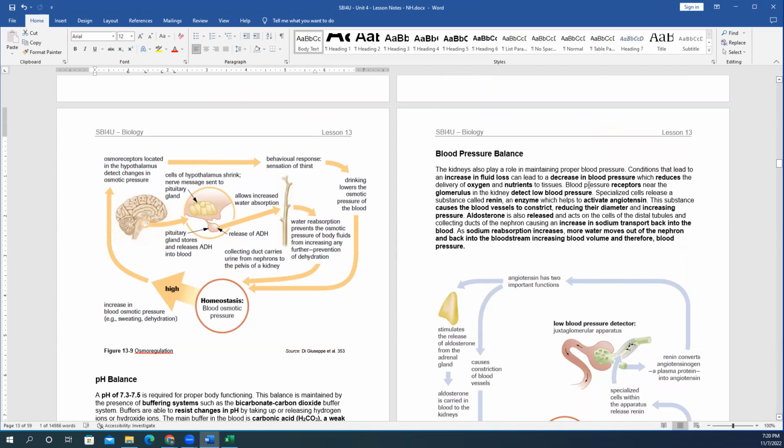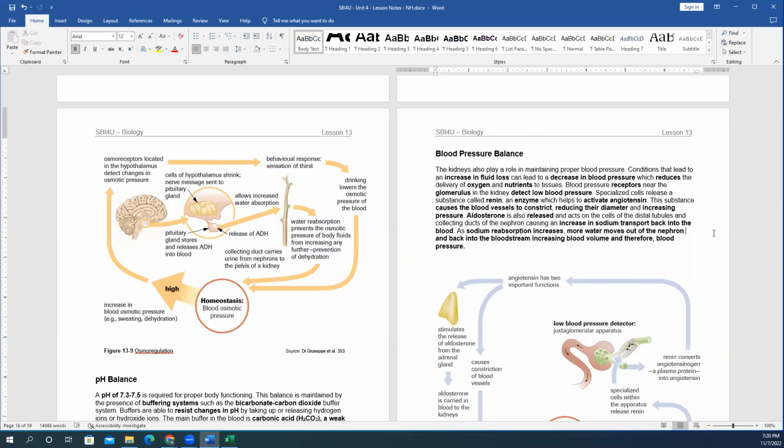So other than pH balance, blood pressure balance is also really important. We talked about how having too high of a blood pressure can bring damage to the glomerulus and cause kidney damage. So the kidneys also play an important role in maintaining proper blood pressure. And where you have conditions that lead to a loss of fluid, this will create a decrease in your blood pressure.